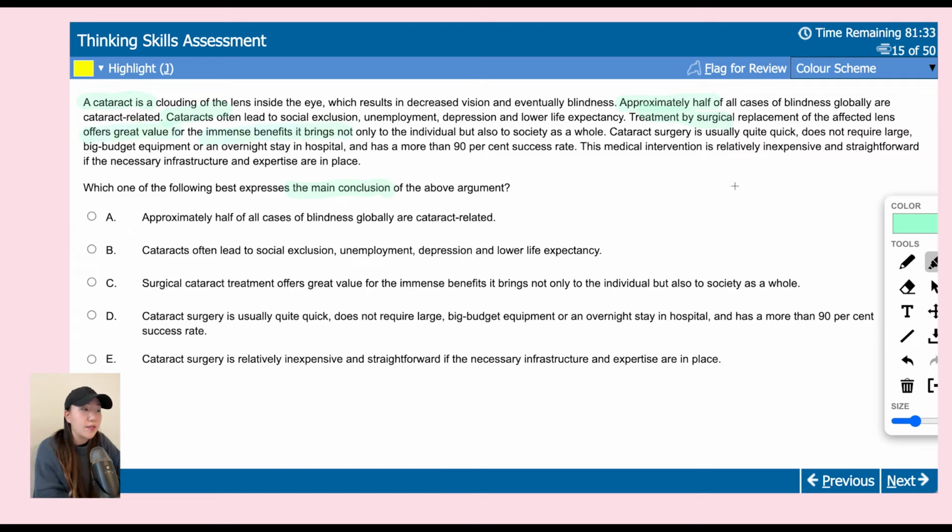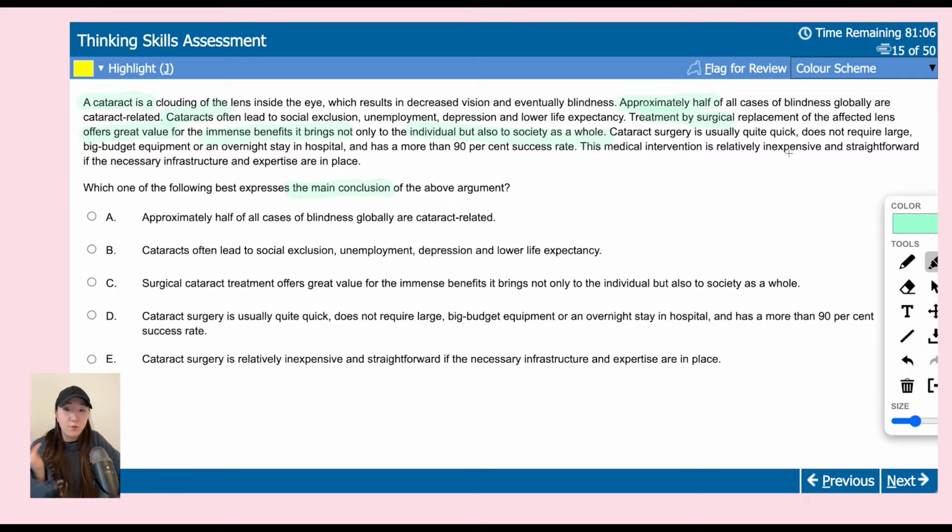So from this, I know that this is going to be my conclusion, because things like offering great value, having immense benefits, not only for the individual, but society as a whole, is certainly something that is debatable, something that is this writer's opinion. We then have the next couple of sentences be further explanations as to what these benefits might be. So it's quite quick, this surgery doesn't require large big budget equipment, it doesn't require stays, it's got high success rate, relatively inexpensive, etc.